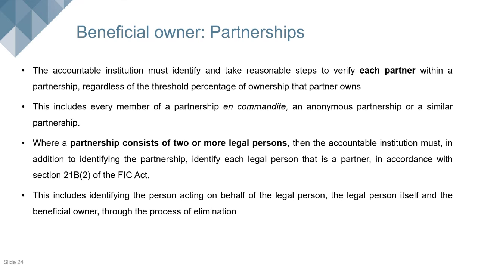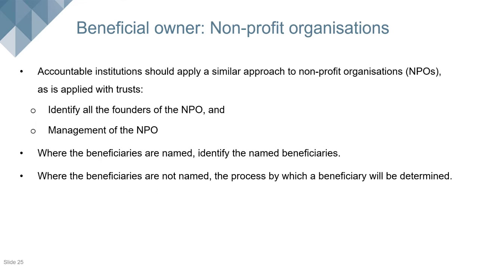So you would identify the legal person itself who is the partner in that partnership, regardless of the percentage of ownership. You will identify the representative of that legal person who is acting on behalf of that legal person, and you will look through that legal person, pierce the corporate veil, go through step 1, controlling ownership interest, step 2, control through other means, step 3, management of the legal person, using the process of elimination to identify the beneficial owners.